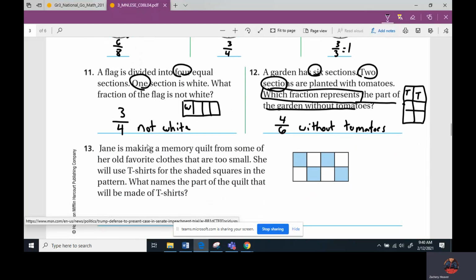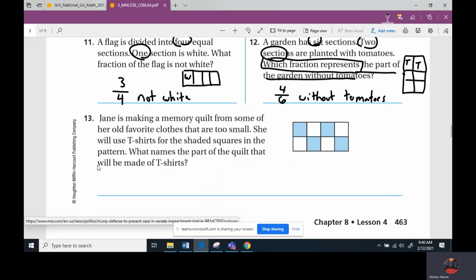The next one. Jane is making a memory quilt from some of her old favorite clothes that are too small. She will use t-shirts for the shaded squares in the pattern. What names the part of the quilt that will be made out of t-shirts? So it says she's using t-shirts for the shaded squares. So what part of the quilt will be made of t-shirts? Well, we're going to have to look at the shaded squares.